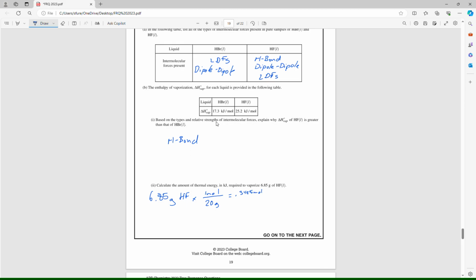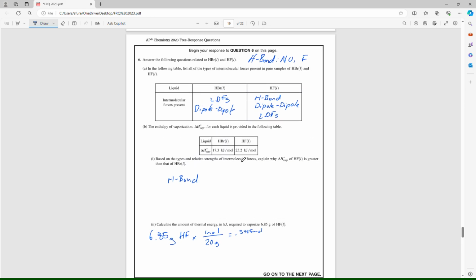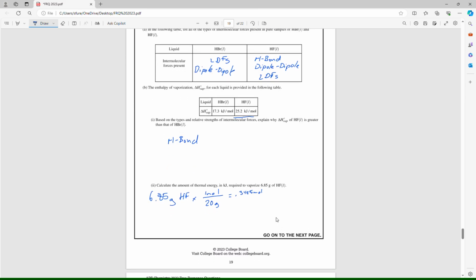And the heat of vaporization is, whoops, that is my bad, 25.2 kilojoules per mole. So we just multiply this by 25.2 kilojoules per mole. And we are left with our answer, which is 8.63 kilojoules.